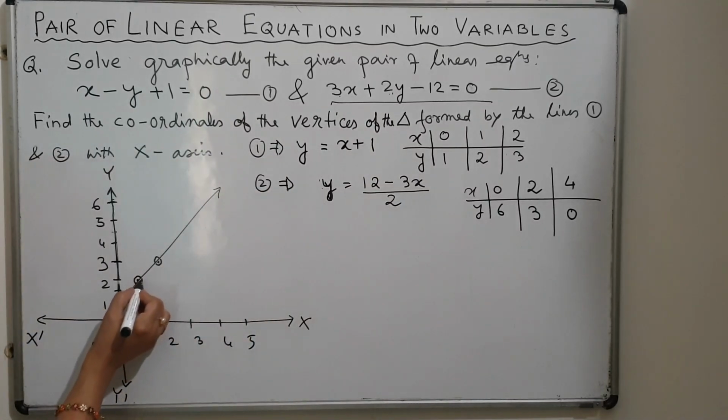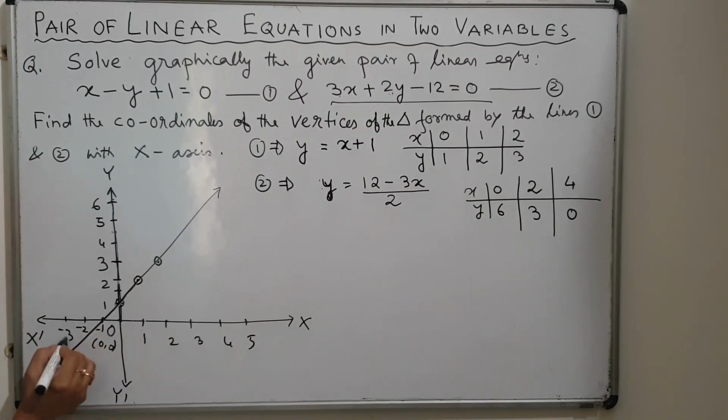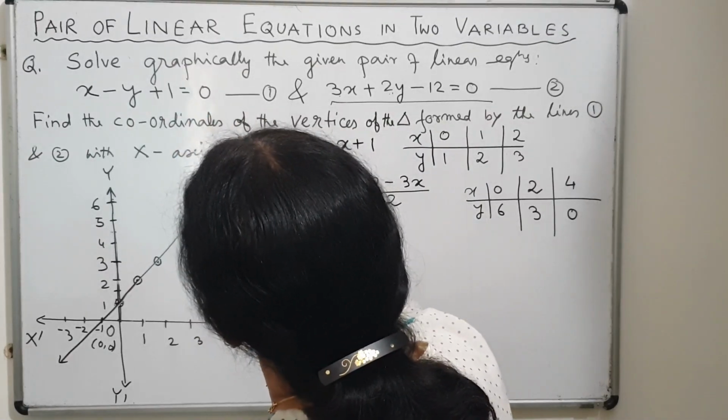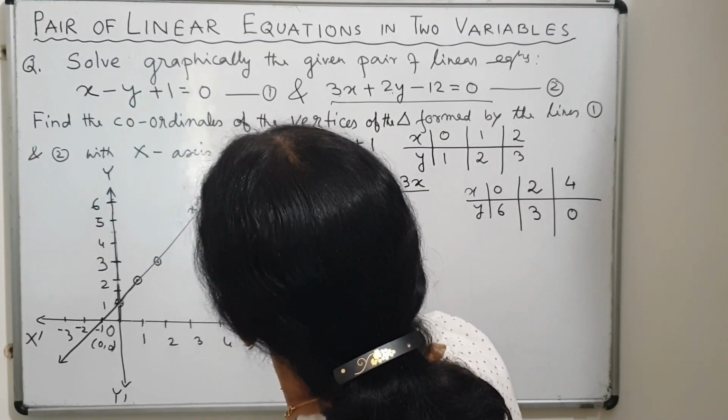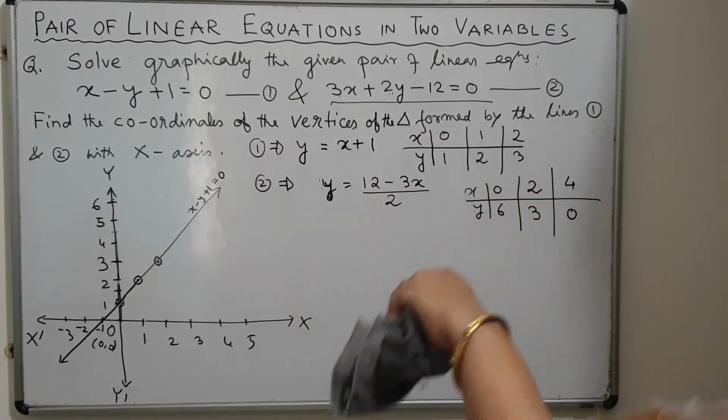Extend both ways. Always extend both ways when you plot a graph. And this point will be -1, -2 in this way. So this is the graph of the first equation. I can write it in this way: x minus y plus 1 is equal to 0, the first equation. Now let me plot the second one.